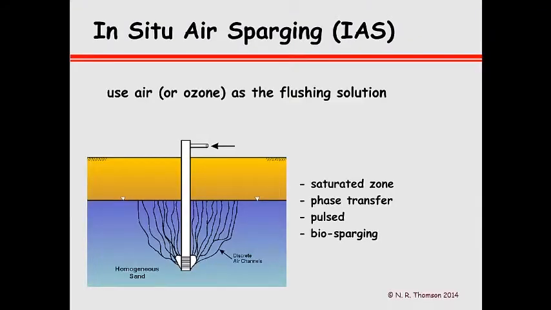In situ air sparging uses air or perhaps ozone, a gas oxidant. The air or the ozone is injected into the well. The well is completed within the saturated zone. We have a phase transfer between the injected air stream and the dissolved phase. It can be operated in a pulse mode, or it could be used to inject ambient air into the source area as a biosparging application.